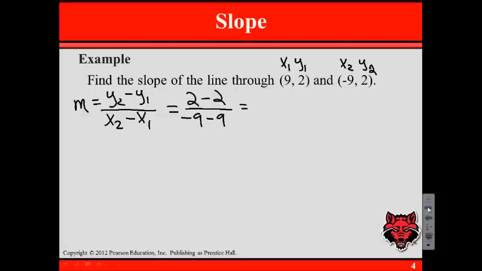In the numerator, 2 minus 2 is 0. In the denominator, -9 minus 9 is -18. Remember, it is okay to have 0 in the numerator. 0 divided by any non-zero number is simply 0. So the slope in this case is 0.